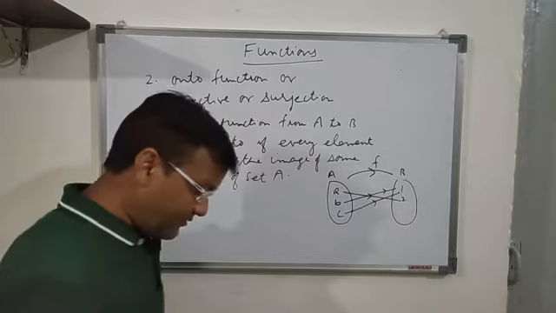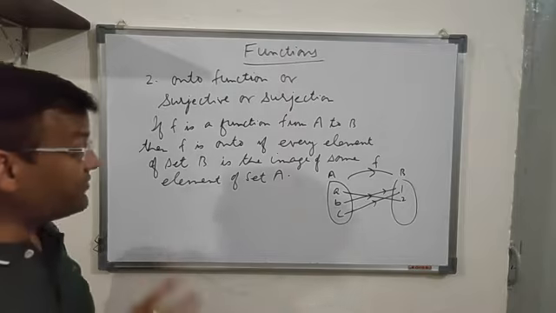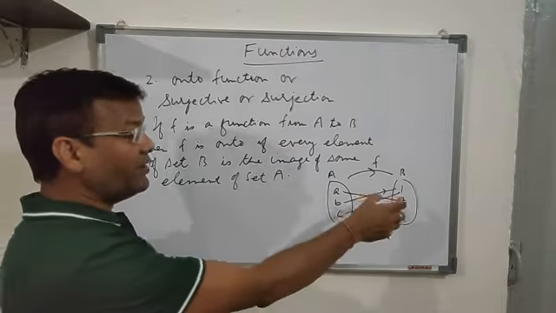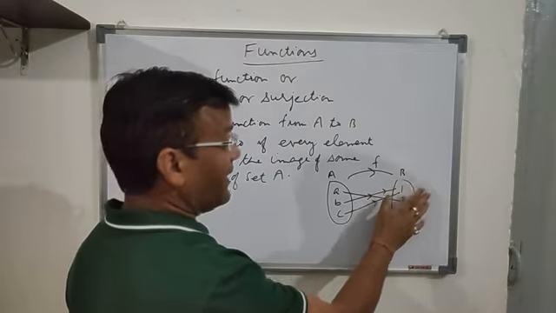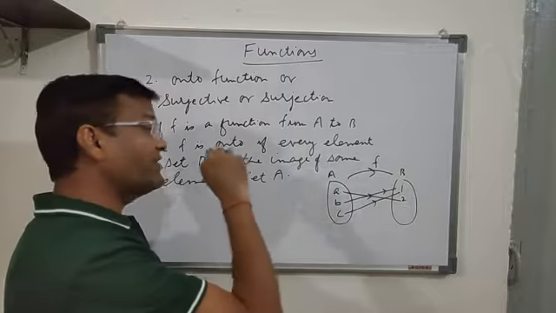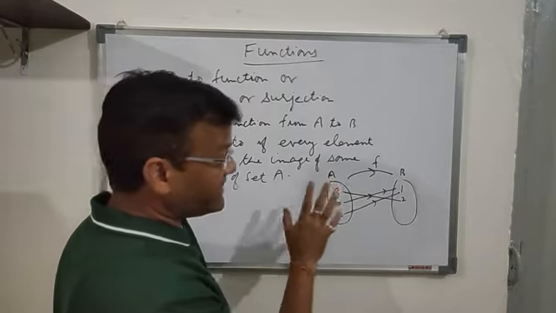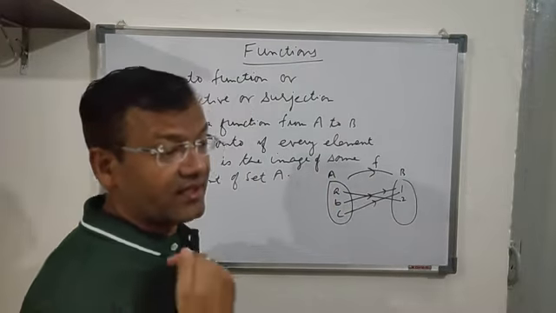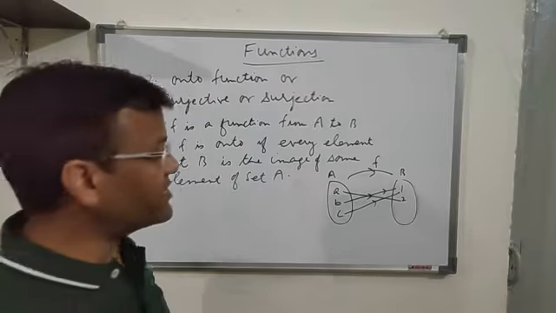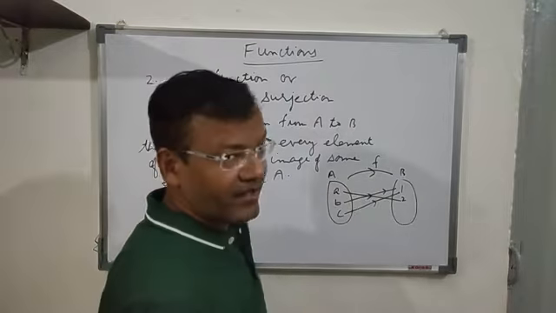Now you can see what the definition says. The definition says that every element of the set B has to be the image of some element of the set A. If I ask whether it is a function, yes, it is. It satisfies the definition of a function. Every element is having the image. Every element is having the unique image.